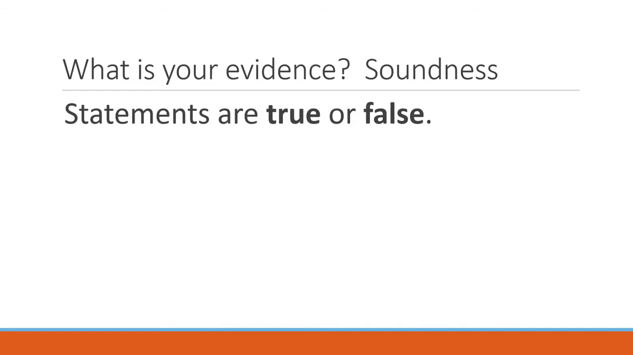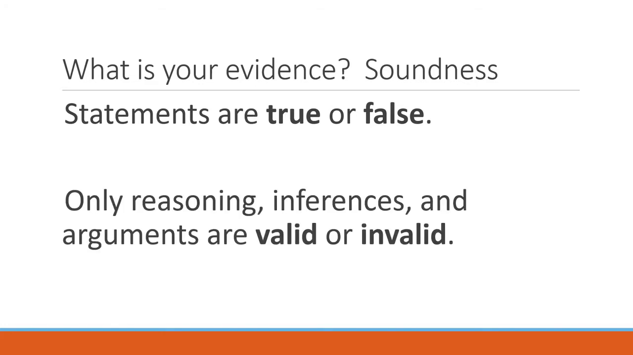Let me put it this way. Statements can be true or false. That's what a statement is. It is a sentence that can be true or false. But only reasoning, inferences, and arguments can be valid or invalid. So again, statements are true or false. Reasoning, inferences, and arguments are valid or invalid. Statements are never valid or invalid. So what does it mean for reasoning, inference, or argument to be valid?